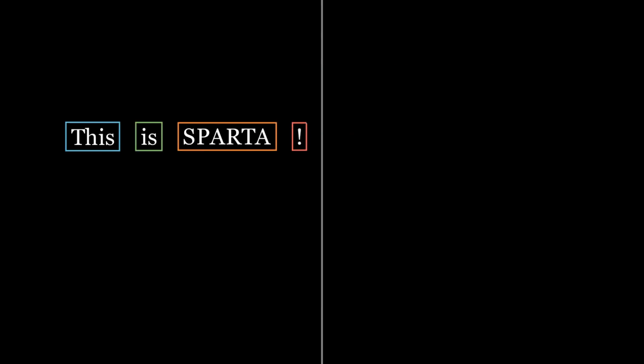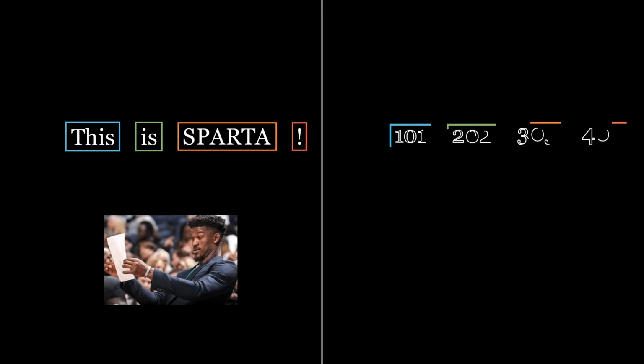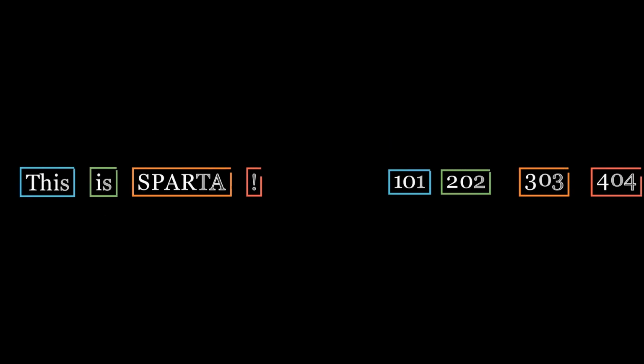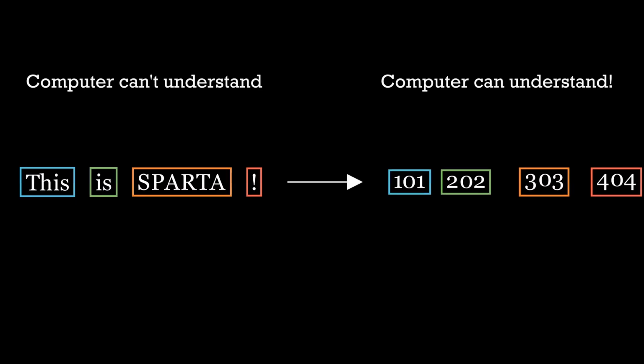Now, computers don't understand words, they only understand numbers. So the first step is converting text that the computer can't understand into numbers that the computer can actually use.